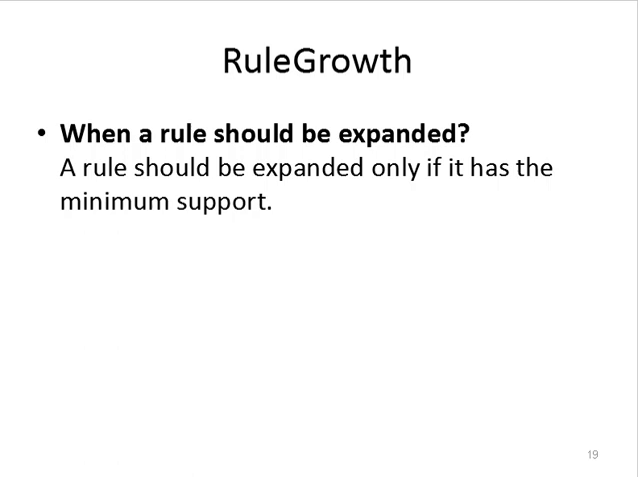Okay, so now I will give you more details about how it works. When should a rule be expanded, when should we add items to the rules? There's a very simple idea. We should only add an item to a rule if it has the minimum support. So if a rule appears less than the minimum support times, like less than 50% in my example, we don't need to make the larger rule. Because if we make a larger rule from a rule that does not appear many times, the larger rule cannot appear many times either, of course.